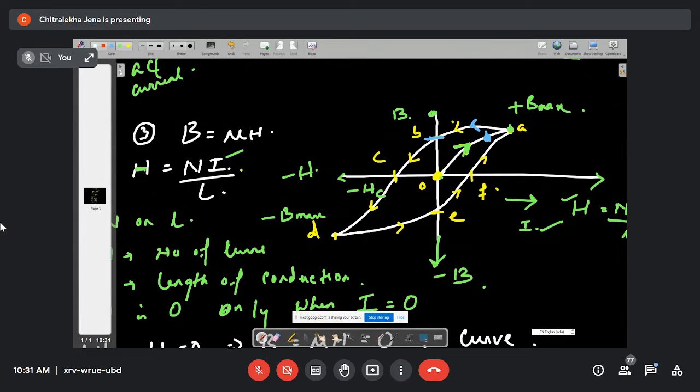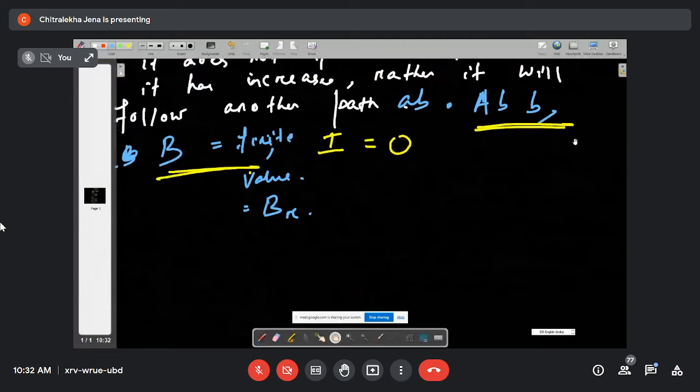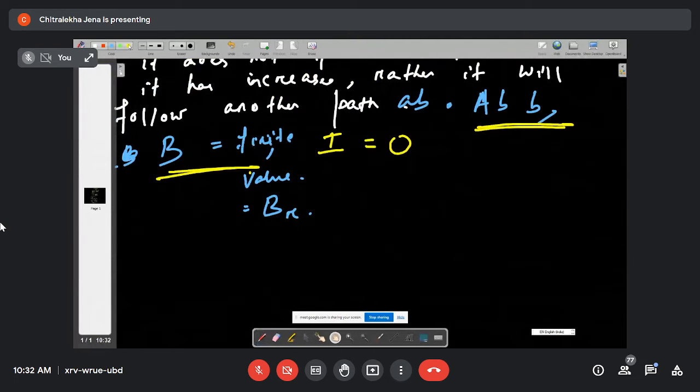This is your residual flux density. Even if the current is 0, you see here the current is equal to 0 at this point because H is 0. But you are having some finite value that is called the residual flux density. Generators and motors work due to this. Due to the residual flux density nature of a magnetic material, we are able to use these generators and motors very easily. Even if current is 0, you have some finite value of flux density.